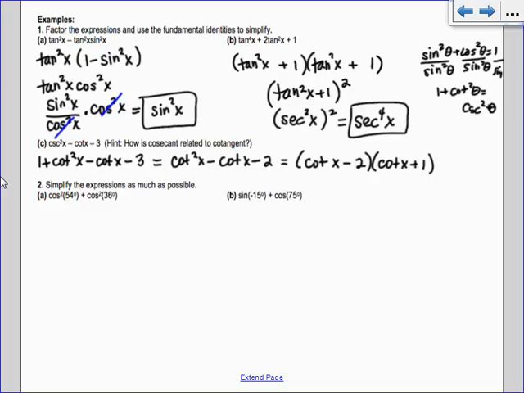All right, number 2, simplify the expressions as much as possible. The first thing you notice is that we have 54 degrees and we have 36 degrees. That's like in your problem if you had a theta and an x. They aren't the same thing, so you can't combine them, because they're not the same. In this case, we can actually get them to be the same thing because these two angles are complementary.